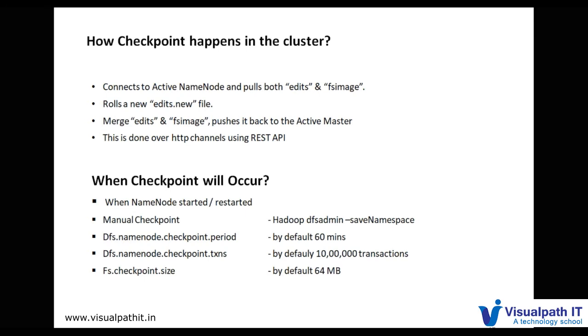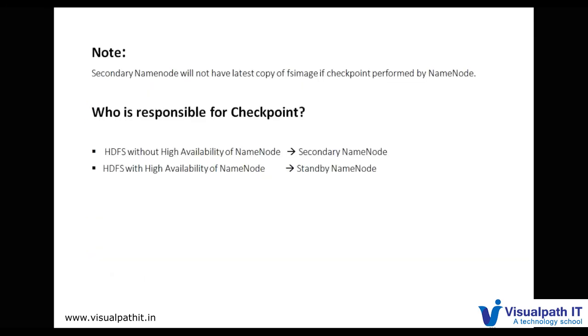Okay, so this is 29. And note, the secondary name node will not have the latest copy of the FS image if checkpointing is performed by the name node. And also, who is responsible for checkpointing in HDFS without high availability of name node? The secondary name node. It means in Hadoop 1x the secondary name node is responsible for checkpointing operations, and in Hadoop 2x the standby name node. Okay, so let us see.